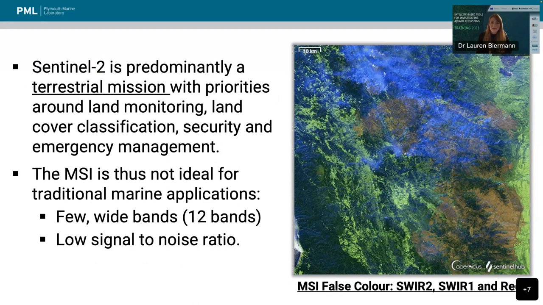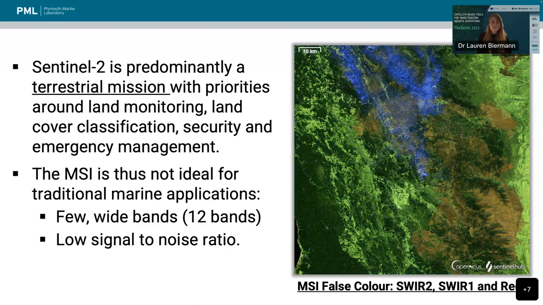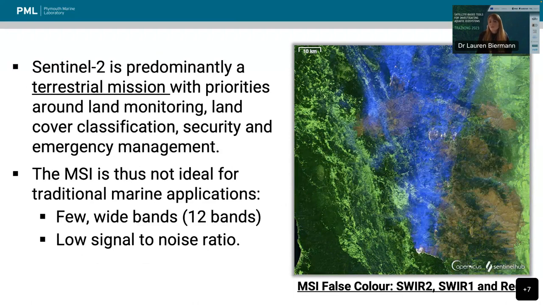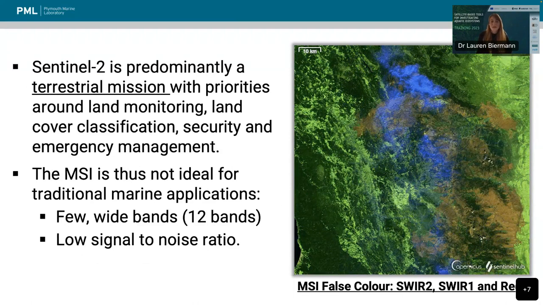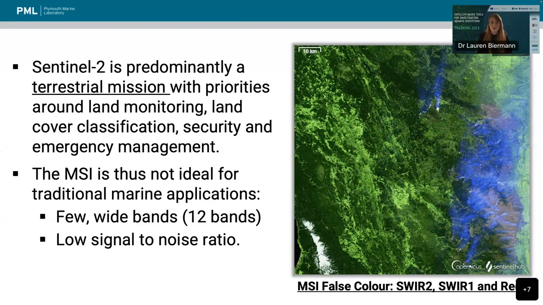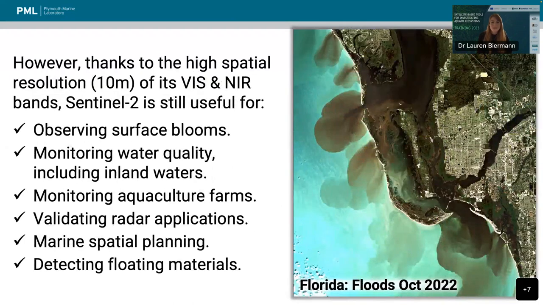Its priorities are around land monitoring, but it has few bands. So we talked about OLCI, we said it had 21 bands, Sentinel-2's got 12. And it doesn't have an excellent signal to noise ratio for that sensitivity that we managed to get out of OLCI. But it does have some strengths, mainly based on its high spatial resolution. We can observe surface blooms. In fact, our background today is a cyanobacteria bloom that I think was observed by Sentinel-2 at high spatial resolution.